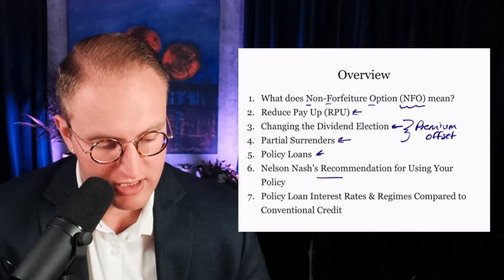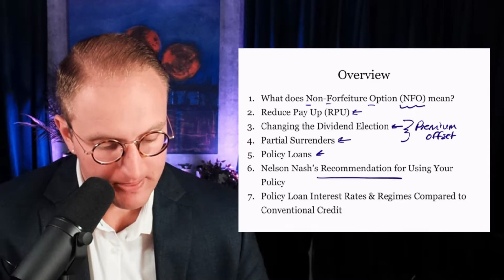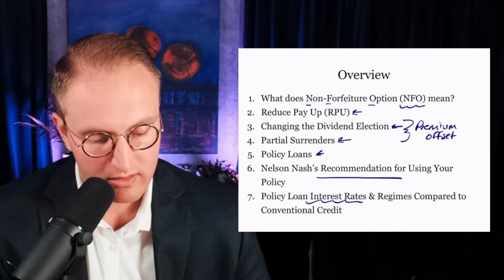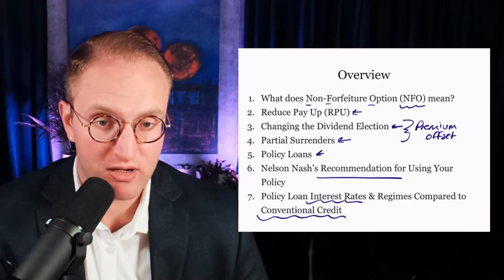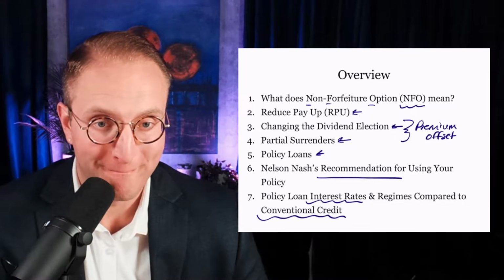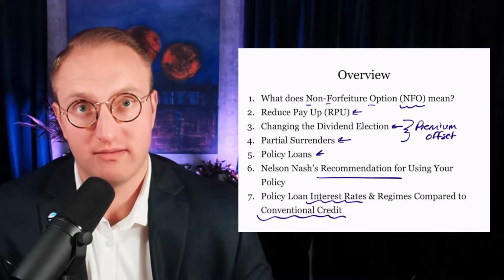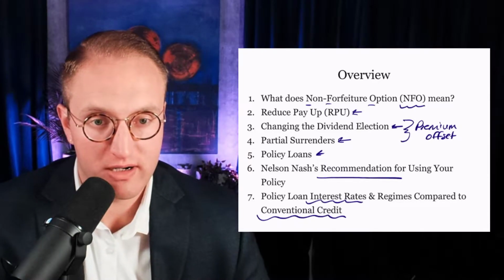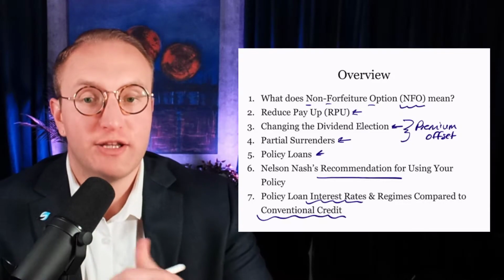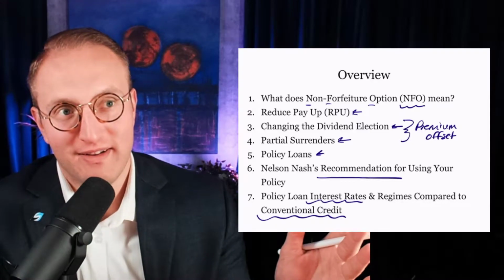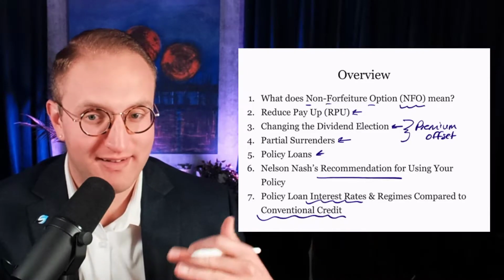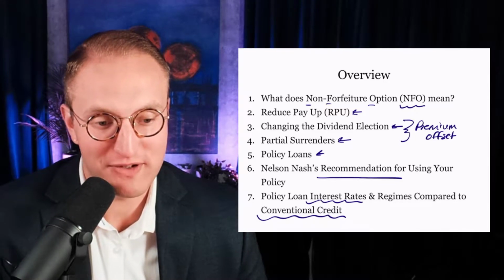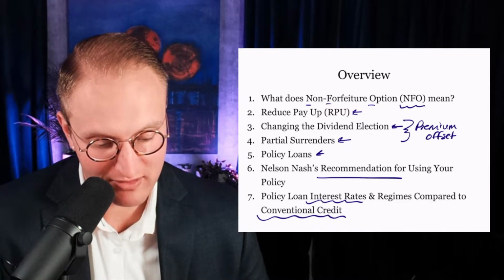We'll talk about what Nelson Nash recommends for using your policy. And because we're going to talk about policy loans, of course, we're going to talk about policy loan interest rates compared to interest rate regimes on conventional credit instruments. And like I left a little carrot at the end last time, this is where we'll talk about why policy loans are the most efficient credit instruments on the planet for normal people. If you're a commercial bank president, the world's different. But for you and me, the most efficient credit instrument on the planet is a policy loan, and we'll explain why.